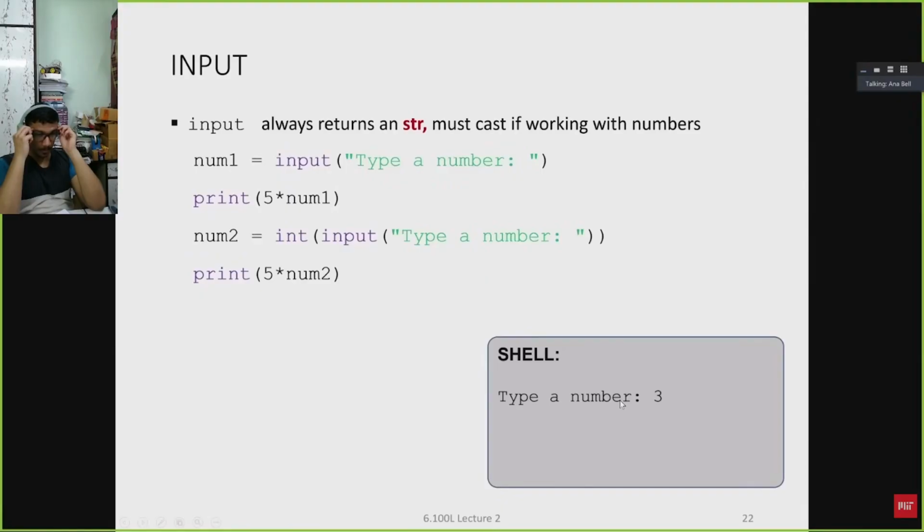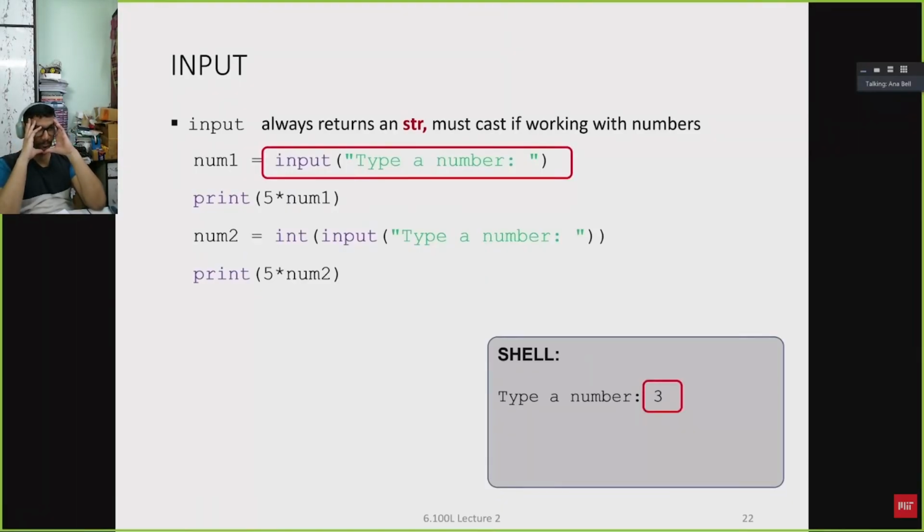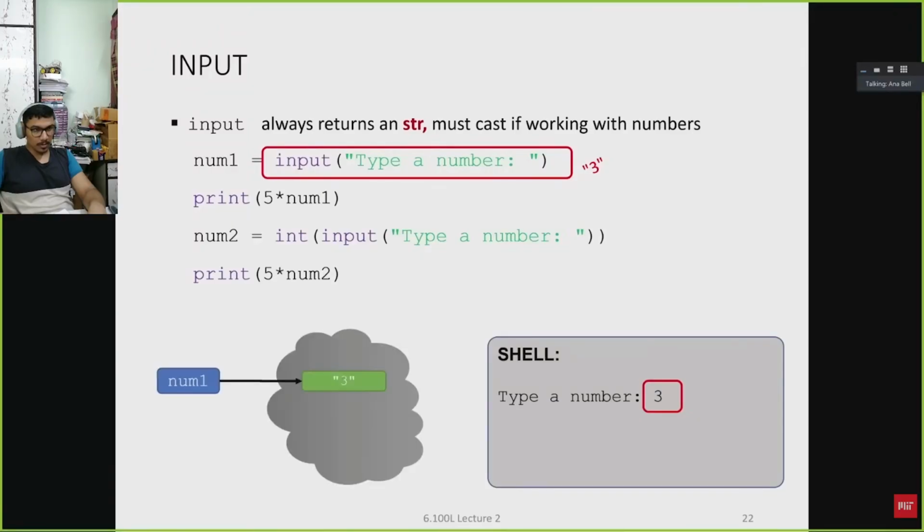Let's say the user types in the number 3. That gets saved as the string 3. Again, no matter what the user types in, it's being saved as a string. Even if it's a number, it's being saved as the string of that number, right? So to Python, it's a character. To us, it's a number, but to Python, it's still a character. So num1 in memory basically becomes the string 3. Just one single character, 3.